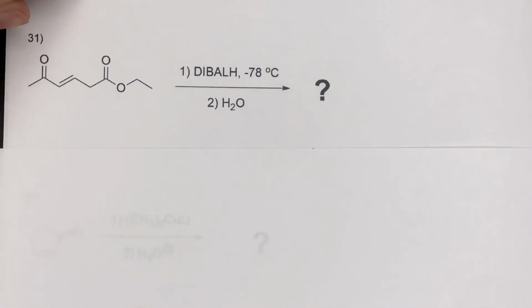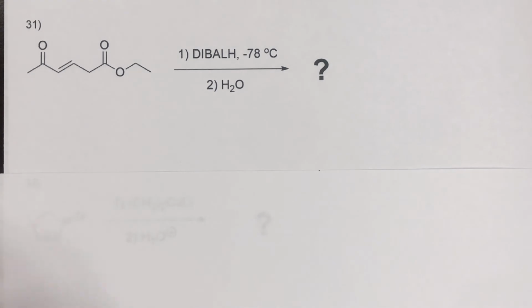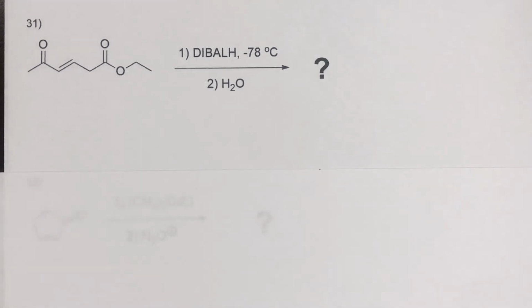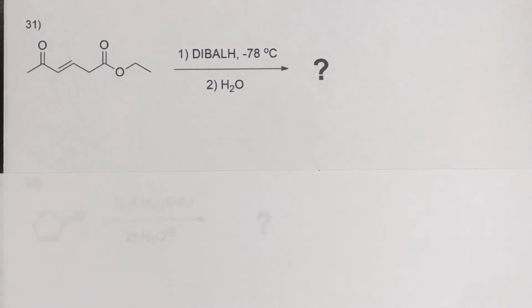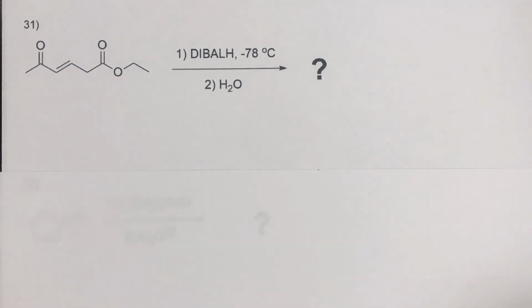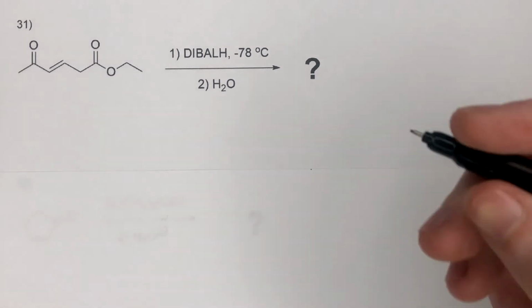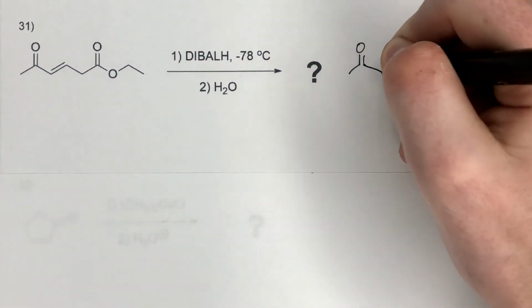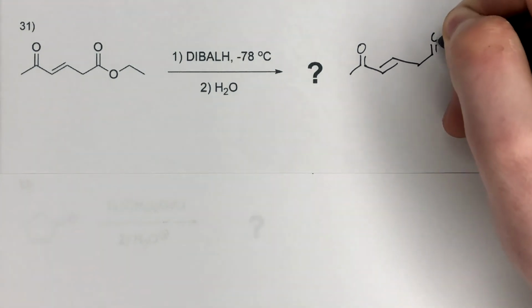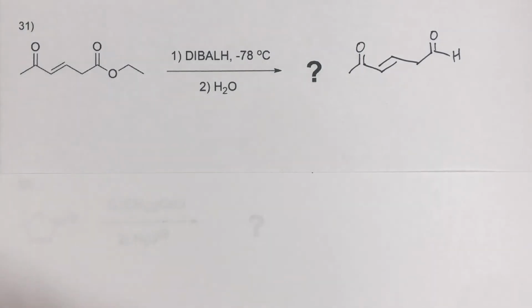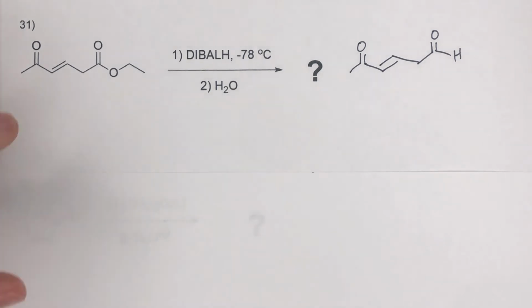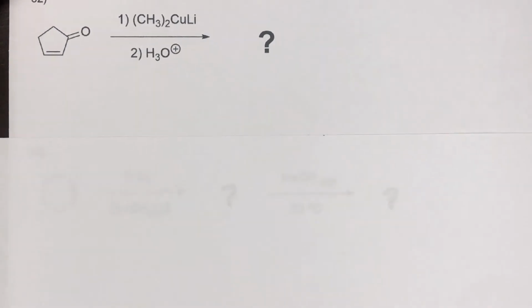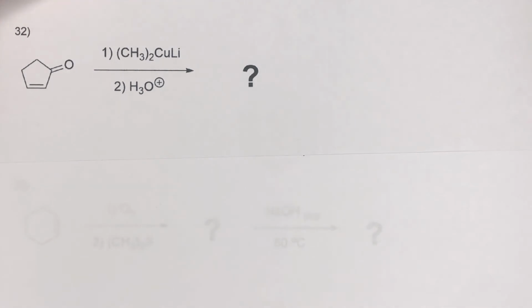Okay, moving on. DIBAL is diisobutylaluminum hydride. This is a pretty strong reductant, but it selectively reduces basically anything to an aldehyde if it can. So here it's going to reduce the ester to the aldehyde and do nothing else to the molecule. So this is your final product. Okay, moving on. Oops. 32.